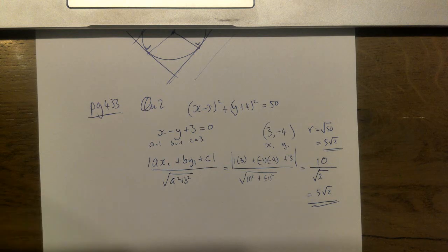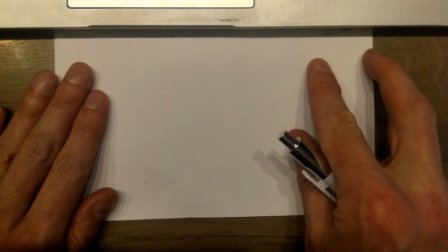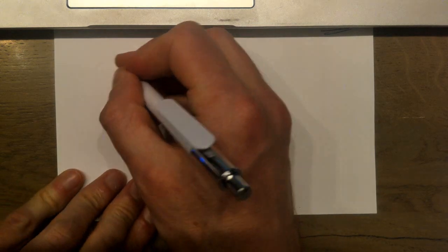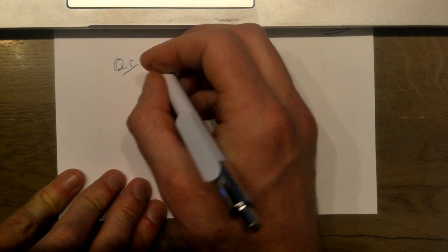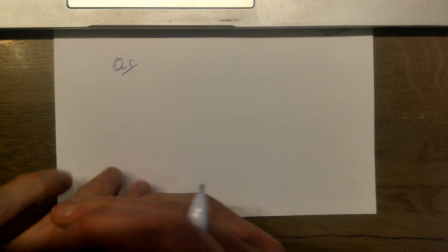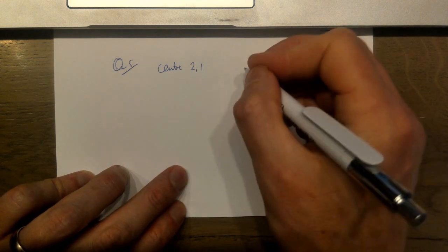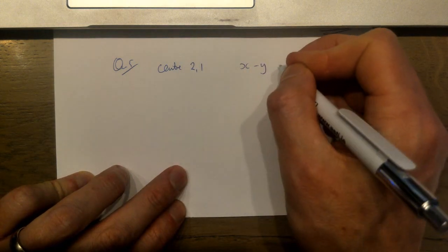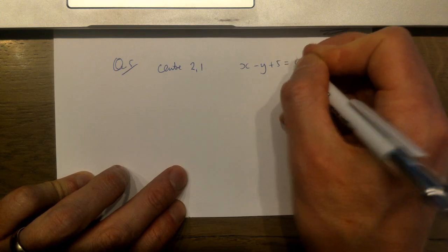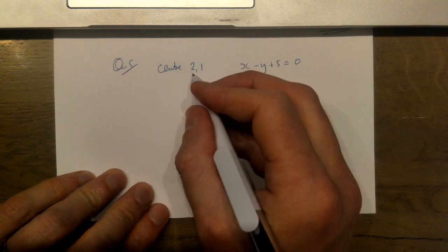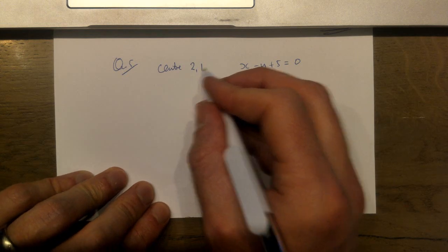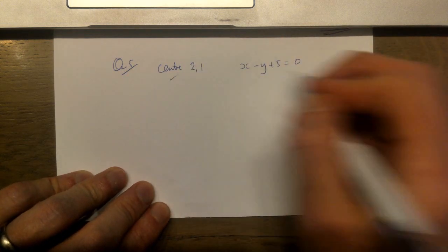Right, let's look at question 5. So pause the video, have a look at question 5, read through it. I'm not going to do all these with you, I'm just going to give you pointers. Find the equation of the circle whose centre is 2, 1 and touches the line x minus y plus 5 equals 0. So to get the equation of any circle we need the centre and the radius. So we've got the centre, tick, we need to find the radius.